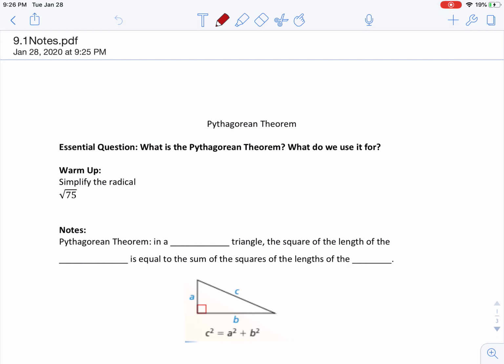So this is going to be a little bit of review. I know there's going to be some new stuff in this that I don't think you've seen before, but this is what we're doing. So, the Pythagorean theorem: what is it, and then why do we use it? What are we going to use it for?